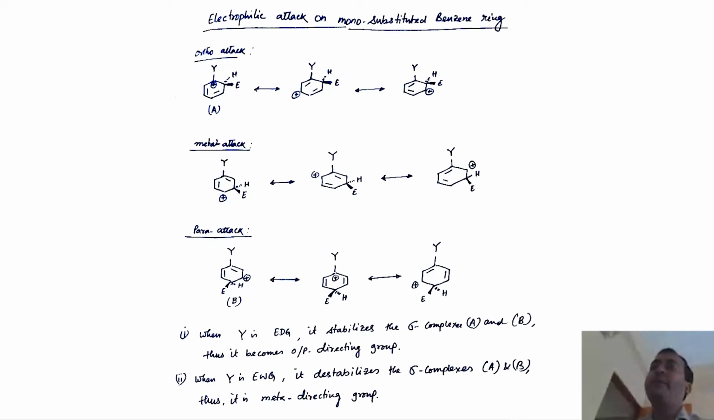But in case of meta, because this positive charge is not directly connected with the substituent, that is why for meta attack these sigma complexes are not destabilized, and that is why when Y is an electron withdrawing group, it favors the meta attack as compared to the ortho and para attack.